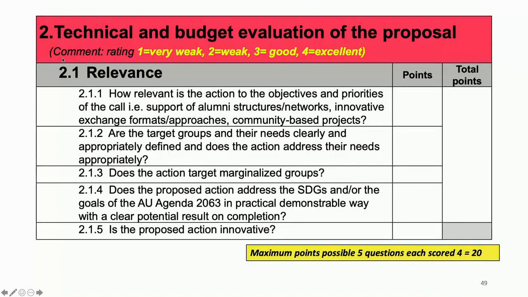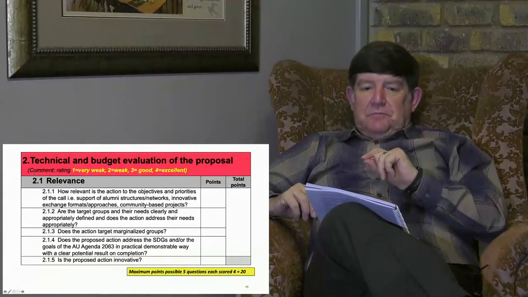2.1.2. Are the target groups and their needs clearly and appropriately defined, and does the action address their needs appropriately? Remember, in the application we said this is the target group, this is their current situation, and this is how this proposal is going to improve their situation. If the evaluator reads that paragraph, what will your score be? Very weak, weak, good, or excellent?